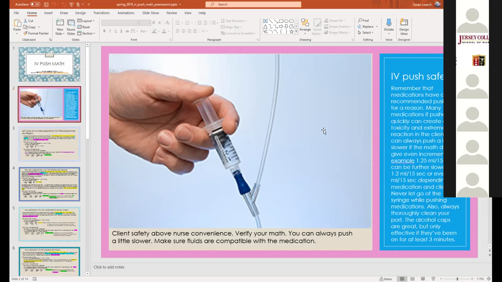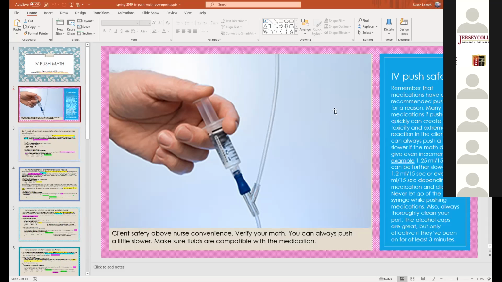If we push the medication too quickly, it could cause some sort of reaction. It could be painful. It could cause some sort of toxicity. So we always might have to push it a little bit slower. You might have to give it in increments, like you give 1.25 mLs over 15 seconds, and it could even be slowed down further if it needed to be. When you're doing this IV push, you don't let go of the syringe while you're pushing it, and you push it through a clean port, okay?